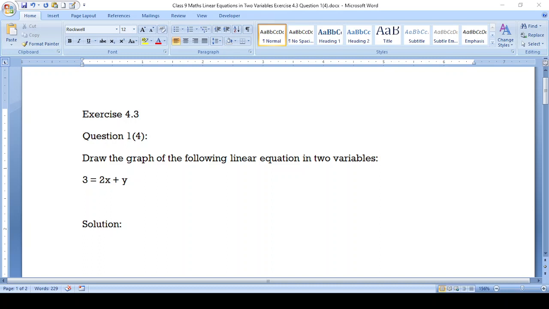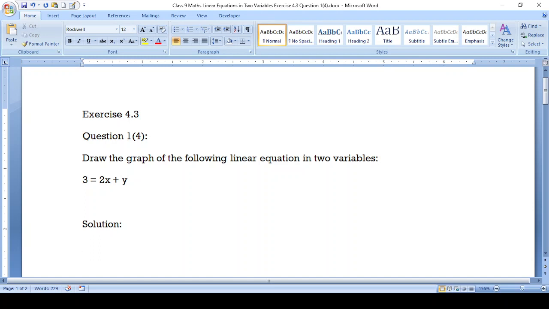Greetings students. So today we are going to deal with this question from class 9th maths, linear equations in two variables, from exercise 4.3, question number 1, part 4. What this question is asking is: draw the graph of the following linear equation in two variables. The equation given to us is 3 = 2x + y.